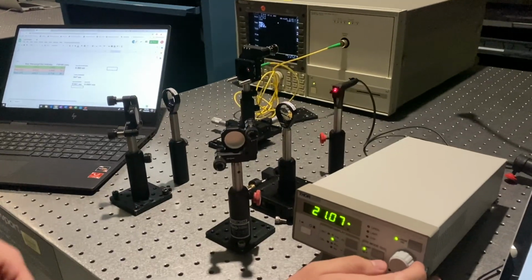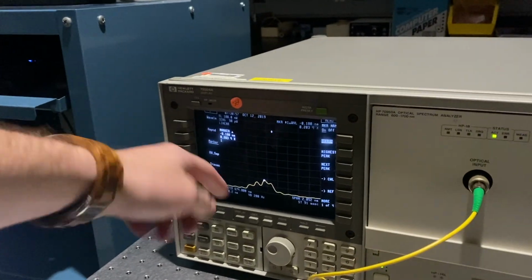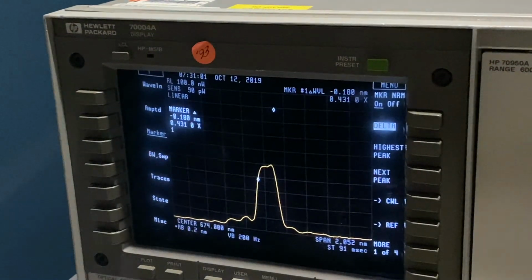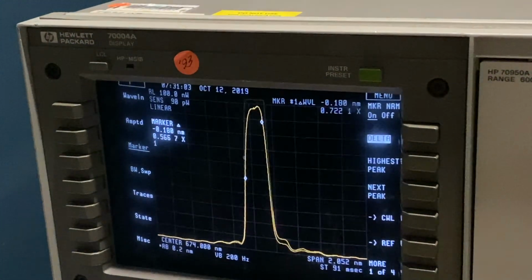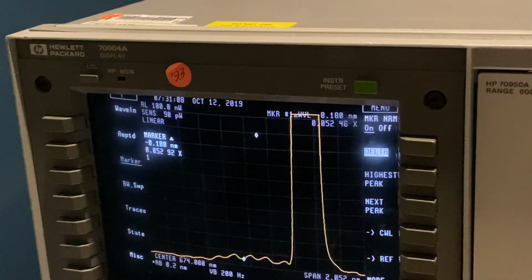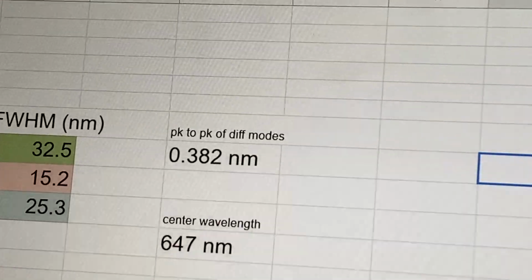When we begin, we are below the laser threshold as seen on this oscilloscope. As we continue to move, we see a bunch of peaks and approach the lasing threshold. If we continue to increase the current, we are now in the lasing region. Continuing to increase the current further will create a mode jump, and we found the distance between these two modes to be 0.382 nanometers, which is within the 0.3 nanometer range expected.